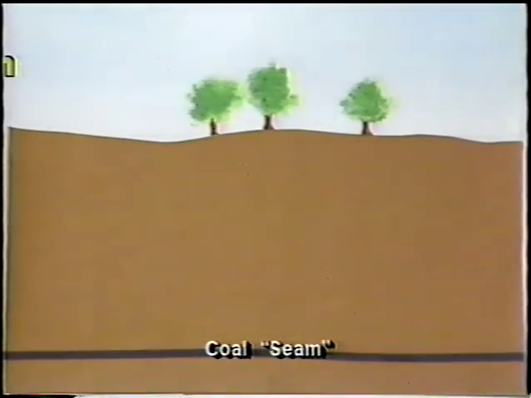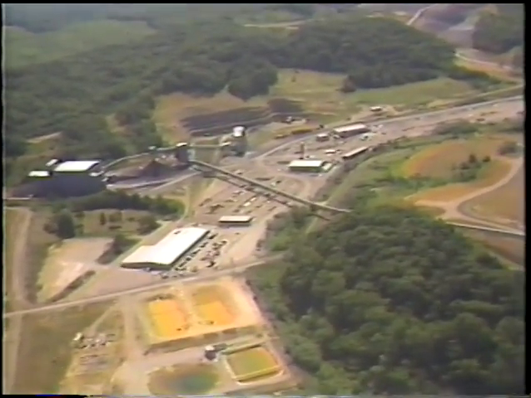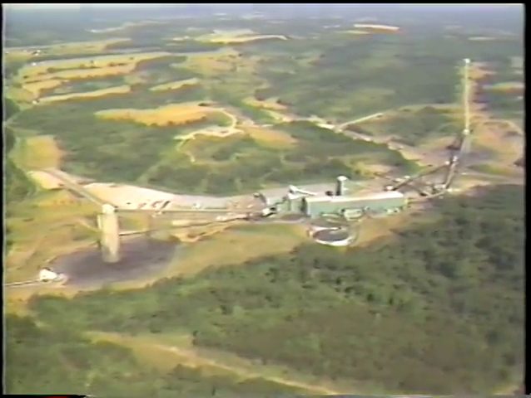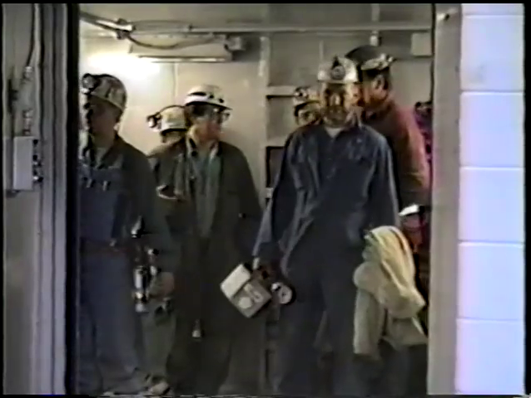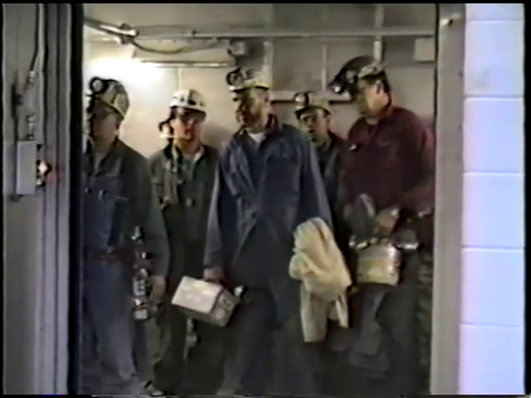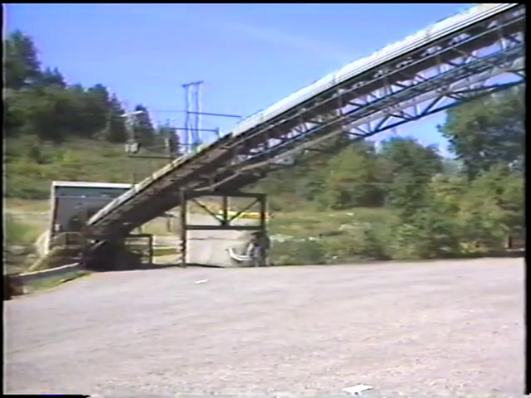When a coal seam is too far underground to economically remove the overburden, a deep mine or underground mine is developed. There are several types of underground mines. When the coal seam is below the surface, a combination shaft and slope mine may be developed. Miners ride an elevator down to the coal seam. Sloped conveyors carry the coal to the surface.